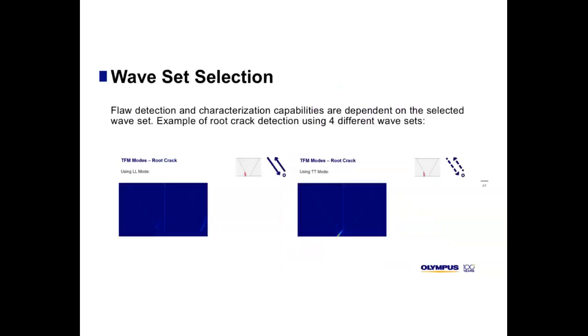Now we selected our zone. We have to select the right waveset. Which one will we select? So let's see an example. Here we have a root crack, and we will see how it will be detected using 4 different wavesets. On the left, we have LL mode. As you can see, we can barely see 2 very, very slight indications. On the right, we have TT mode, transverse, transverse. In this figure, we can see that we have the bottom corner of the root crack, and we have a very slight indication coming from the top tip.